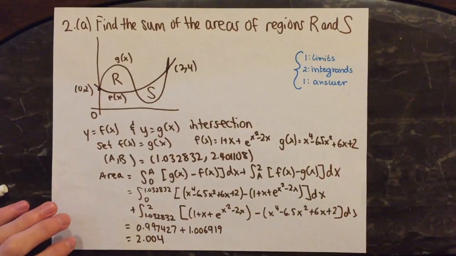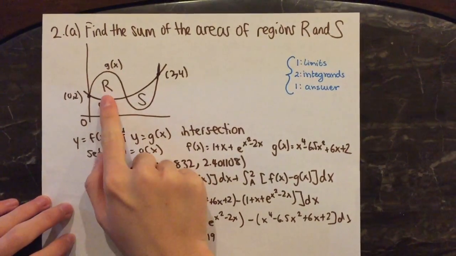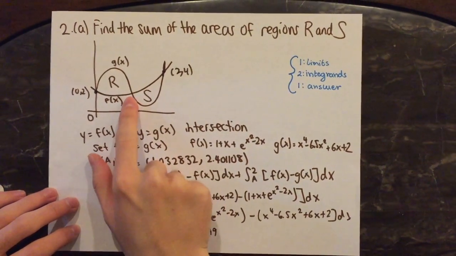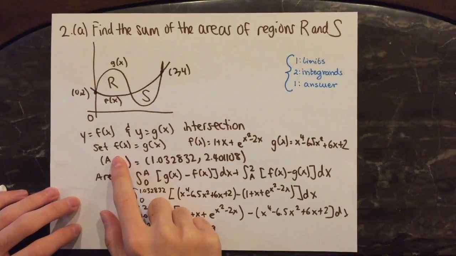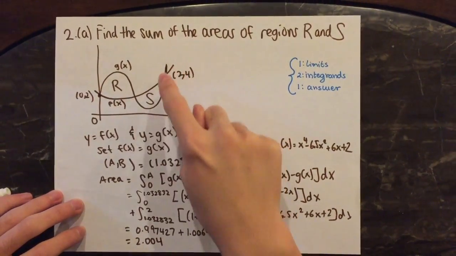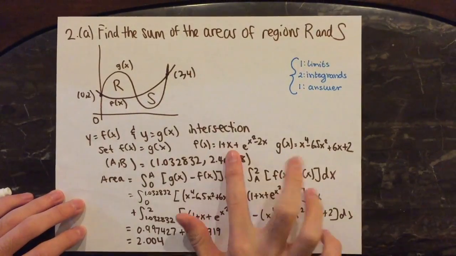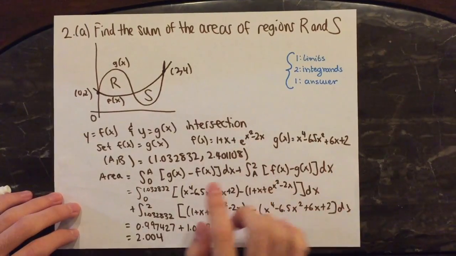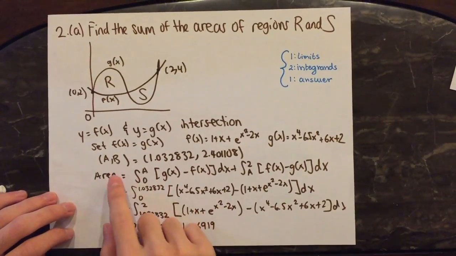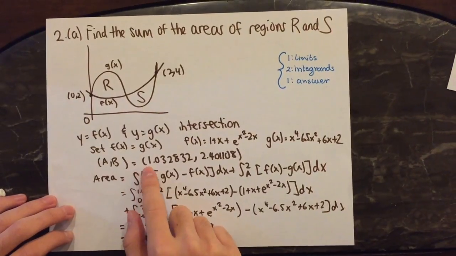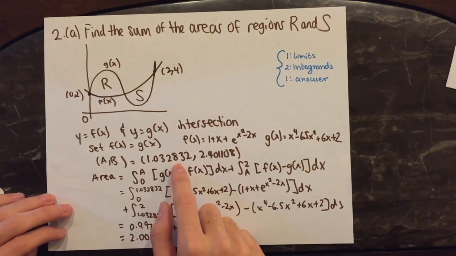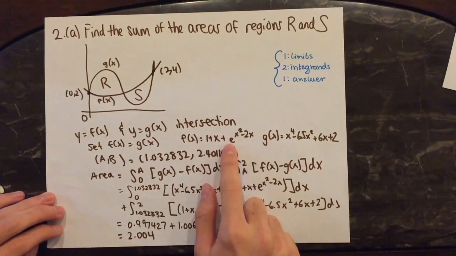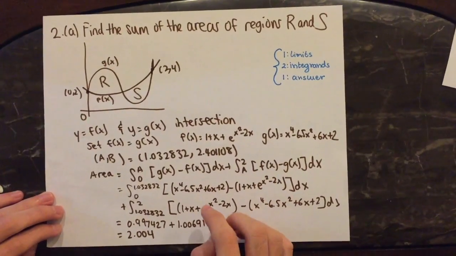So part A asks us to find the sum of the areas of region R and region S. So first we need to find the intersection point right here. To do that, we have to set f of x equal to g of x. And so we'll set these two functions equal to each other, and we solve for x, and we can do this in the calculator. And then we're going to find that x equals 1.032832, and you can also find y by plugging x back into one of the functions, but that's not going to be necessary for this problem.